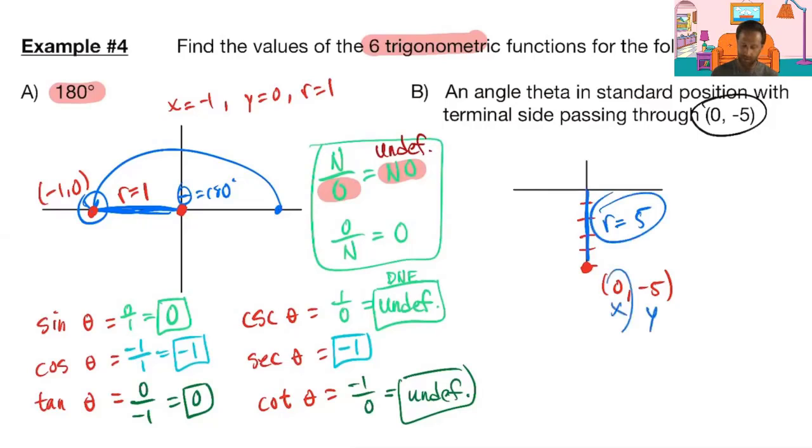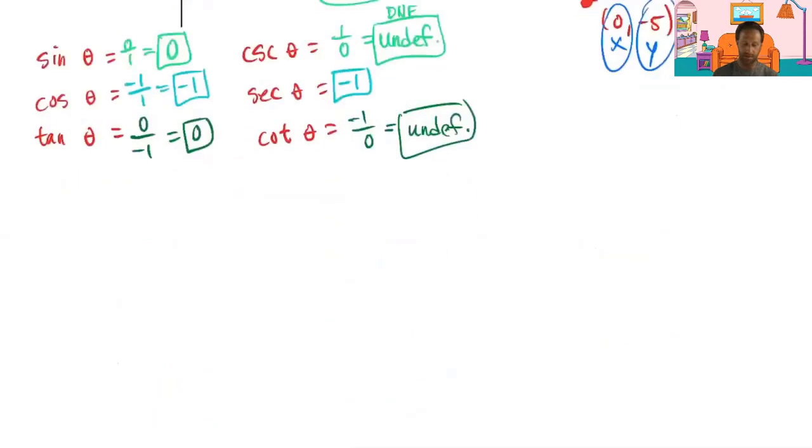So now that we have our x, our y, and our r, we can find any of those. And remember, when the x's are 0s, we are going to have some issues. And that's going to be with anyone that has the x involved in its reciprocal part. Because then the x would move to the bottom. So that means cosine's reciprocal, which would be secant. Tangent, which is y over x. Cotangent, its reciprocal. All right, so give those a try.